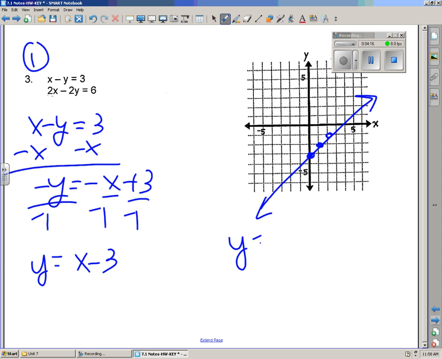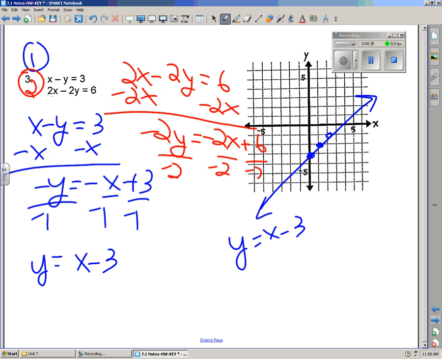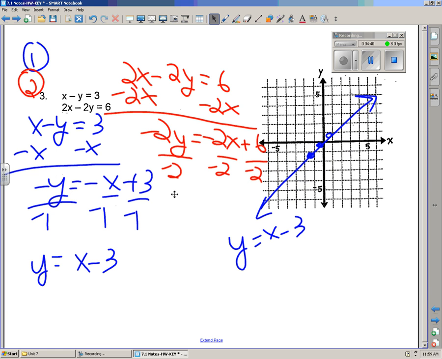This guy is labeled and graphed. Take the second line, 2x minus 2y equals 6. Subtract 2x from both sides. Negative 2y equals negative 2x plus 6. Divide by negative 2. And then we get here, what? Whoa. Let's see.